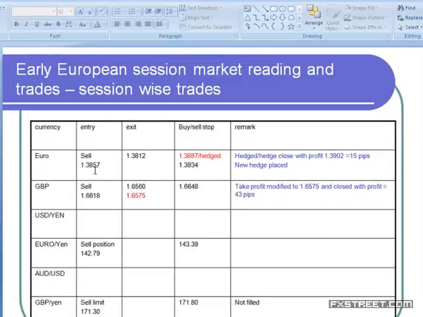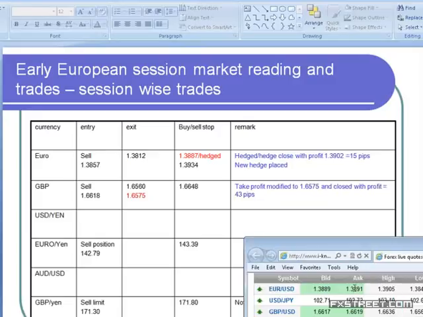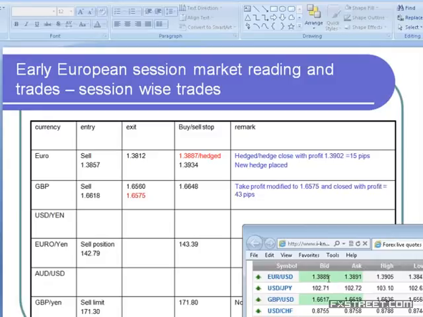So I took a sell position. At that time, the high was 1.3865 and I took a sell at 1.3857 level with a hedging order at 1.3887. Quickly, towards the close of the European session around 12:30 GMT, they just went above 1.39. At that time, it was hedged.